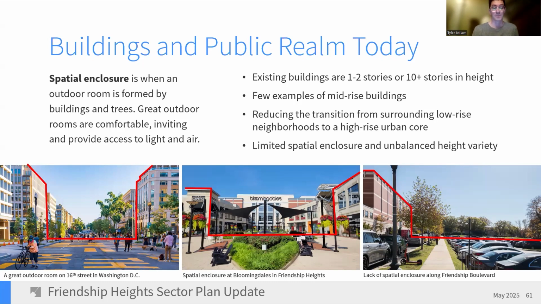Most buildings in the plan area are either 1 to 2 stories or 10 stories or more, with few examples of mid-rise buildings. Having a variety of building heights provides interest and definition to a space. However, a wide disparity of building heights, as exists in much of the downtown, can be disorienting. The lack of mid-rise buildings also interrupts the cohesive transition from the surrounding low-rise neighborhoods to a high-rise urban core, and this makes the high-rise appear even taller than they are.